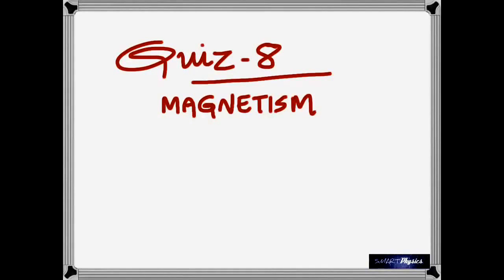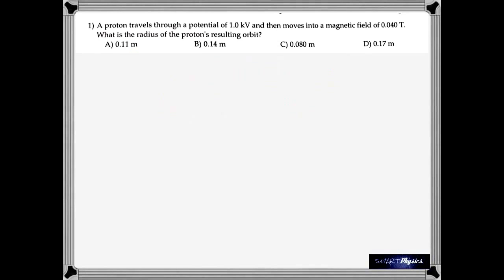The answers to question number 8. Magnetism. Number 1, a proton travels through a potential of 1 kilovolt and then moves into a magnetic field.